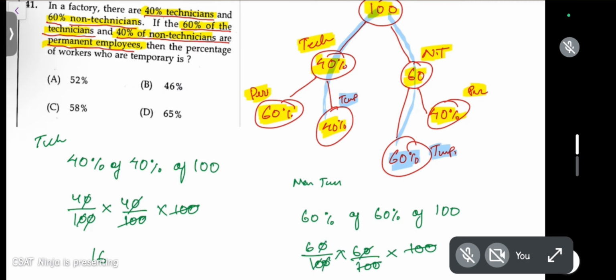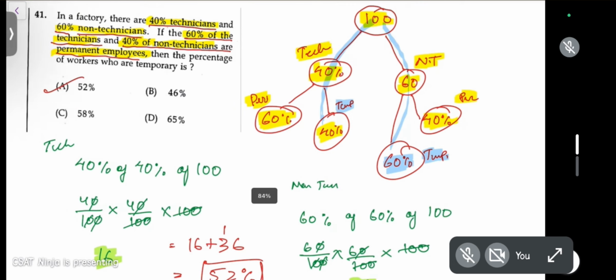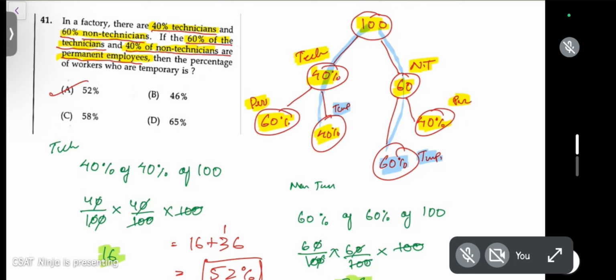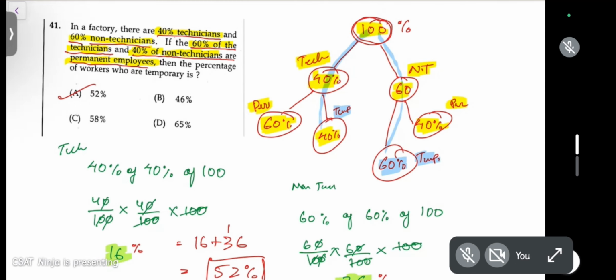So we have 16% and 36% here. If I sum this, 16 plus 36 is 52%. So the answer here is 52%. You may ask why percent. It is because the 100 here is nothing but 100%, so we are getting the answer as a percentage. Are you guys following this? Go through it once. If you have doubts, I'll repeat again.